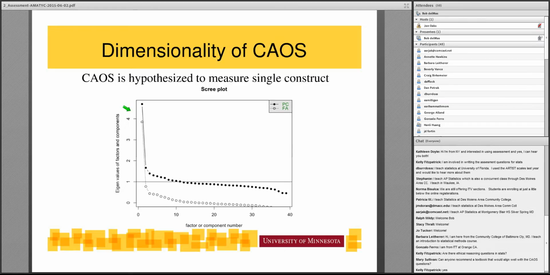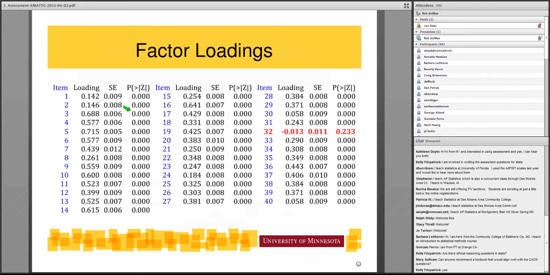And then Mary Sullivan asks, can anyone recommend a textbook that would align well with the CHAOS questions? I'm not going to do any product endorsement here, but I think there are a lot of very good reform-based textbooks out there that are aligned with the GAISE guidelines, and I would look for textbooks that make a statement that they are based on or aligned with the GAISE guidelines. And I think that those would be very much in line with what the CHAOS test assesses. All right, I'm going to move on, and I'll try to keep an eye out for questions.